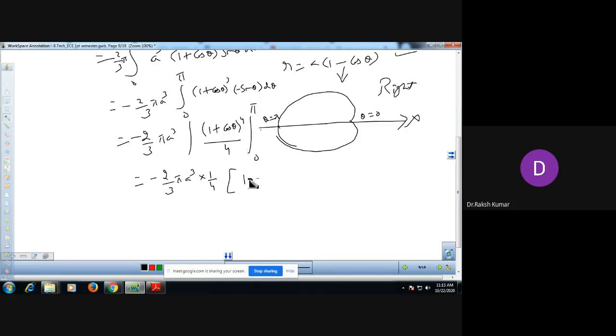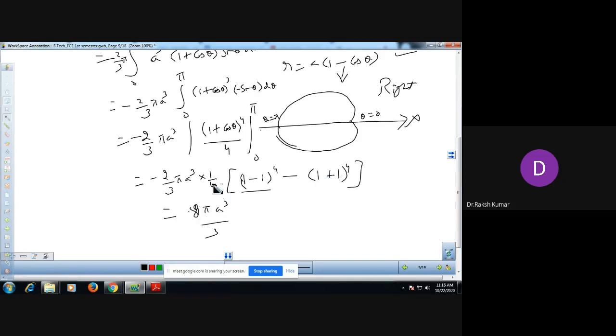Cos pi is negative 1. So negative 1 plus 1 raised to power 4, that will be 0, and for the lower limit, 1 plus cos of 0 is 1 plus 1, that is 2 raised to power 4. This will give you 0, and this is 2 raised to power 4. 2 raised to power 4 is 16. So that 16 will be adjusted with this. That will be 4 pi a cube over 3. I think so. Sorry, that will be 8, not 4.